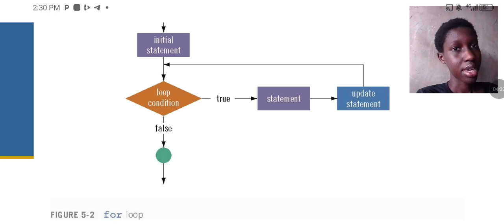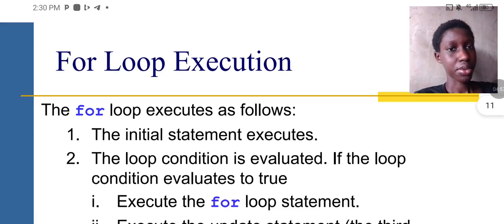So we say the initial statement, then the loop condition. If the loop condition is true, then the compiler should display the statement, right? And if the loop condition is true, you give your statement, then you update the statement, right? Then you go back and do the same process. But if it's false, the loop ends.